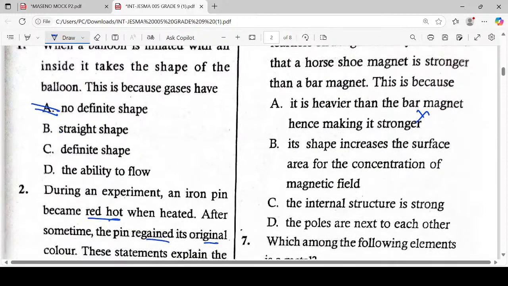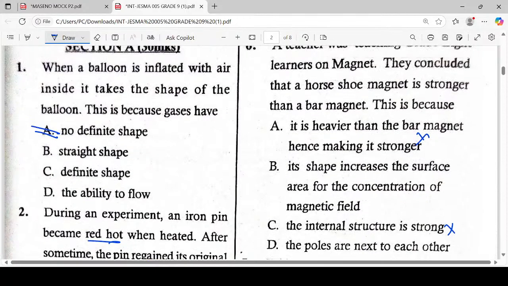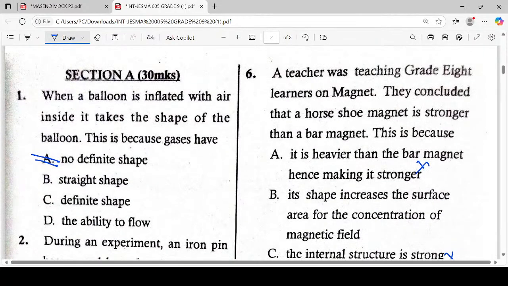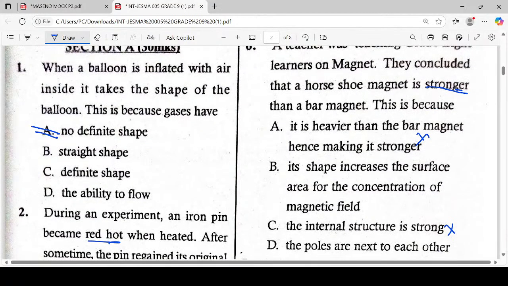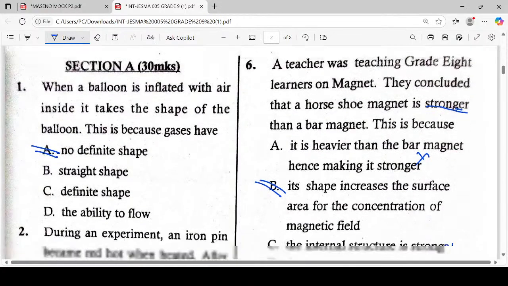Let's leave it first. The internal structure is strong. No. The poles are next to each other. Let's look keenly at choices B and D. Remember, they concluded that this horseshoe magnet is a stronger magnet. You only know how strong a magnet is by looking at the concentration of the magnetic field lines. So that gives you B as the most appropriate answer here, B for boy.